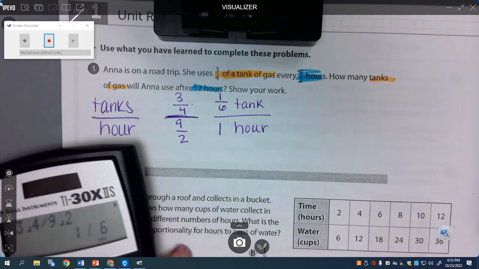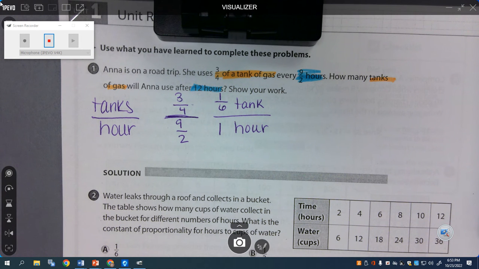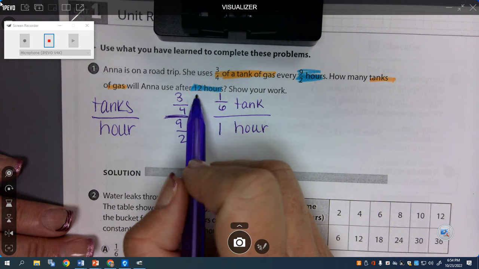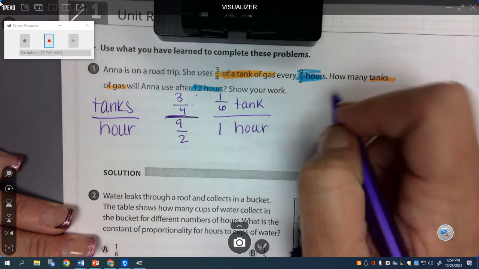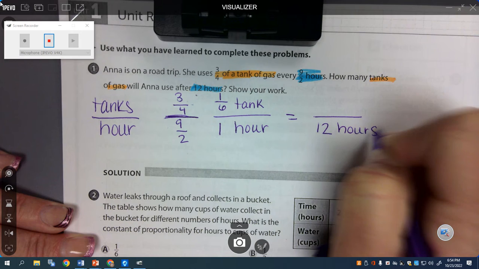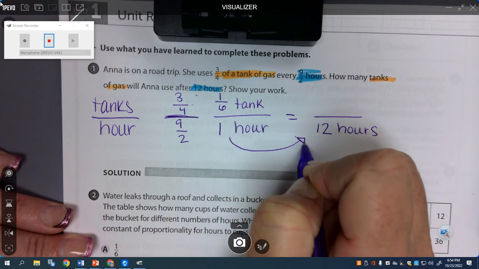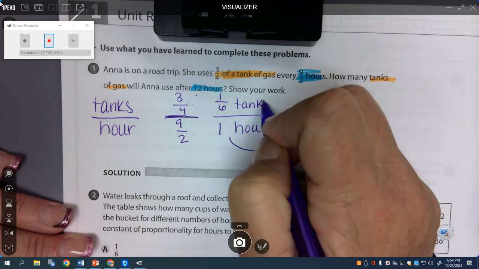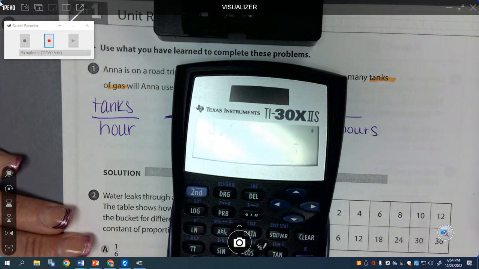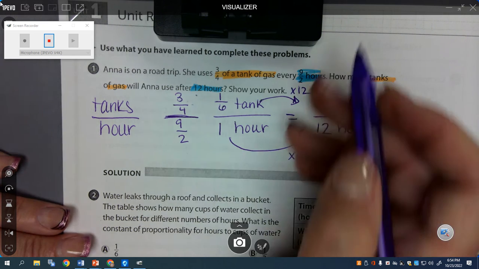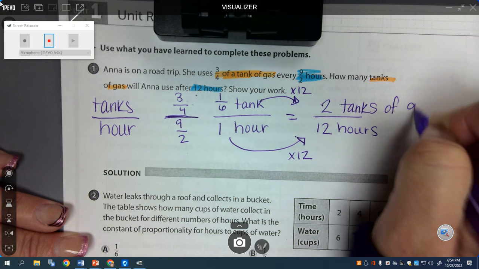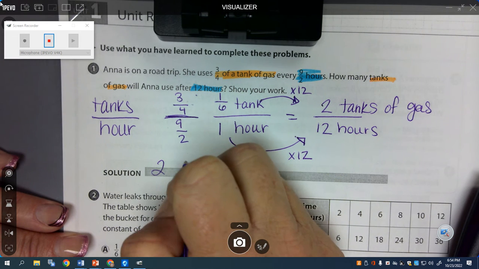So at least we know what the unit rate is. But that's not what the question is asking. The question is asking how many tanks of gas she will use after 12 hours. Well, what do you do to 1 to get 12? You multiply by 12. So what do you do to 1/6? You do the same exact thing. We take 1/6 and multiply it by 12, and we come out with 2 tanks of gas. So she uses 2 tanks of gas.